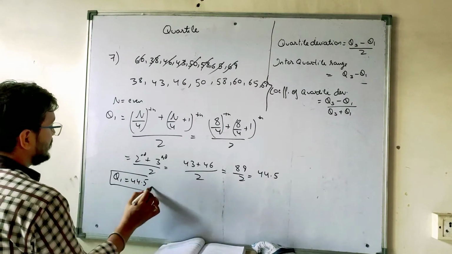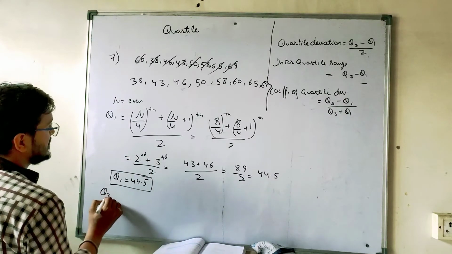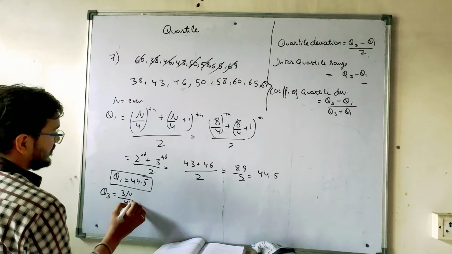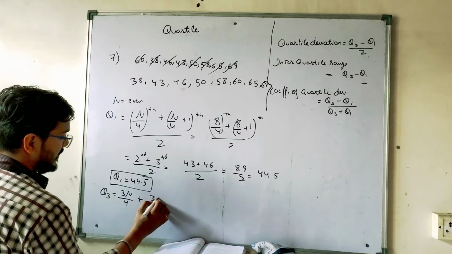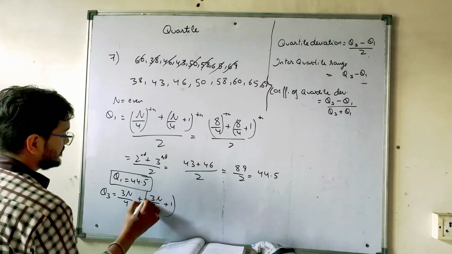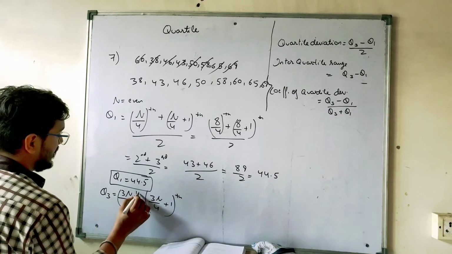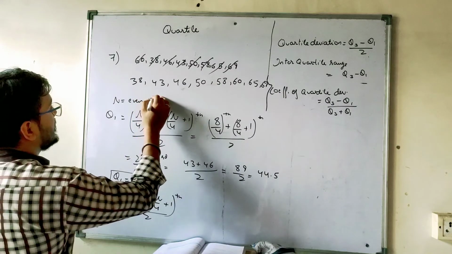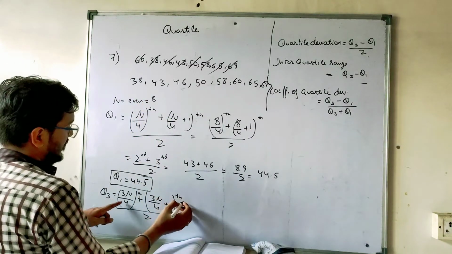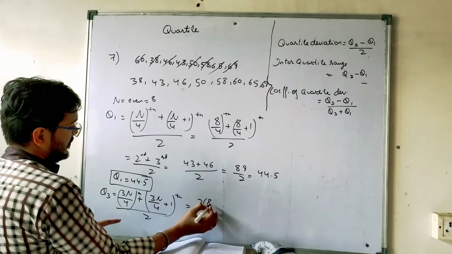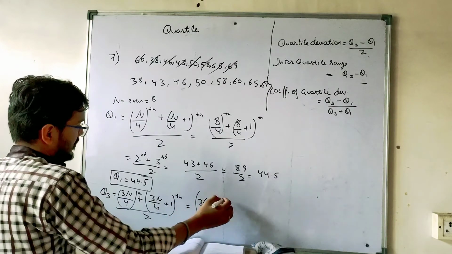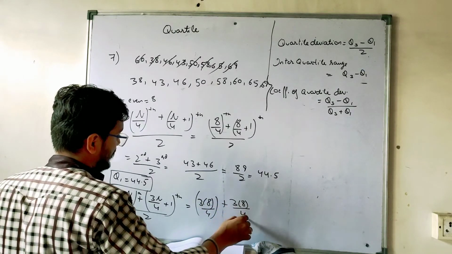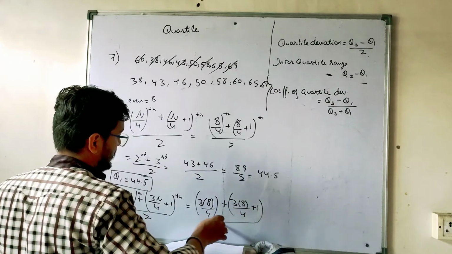Similarly, we have to find out Q3. When n is even, the formula is the average of the 3n upon 4th term and the 3n upon 4 plus 1th term. Here n is 8, so 3 times 8 upon 4, plus 3 times 8 upon 4 plus 1, upon 2.